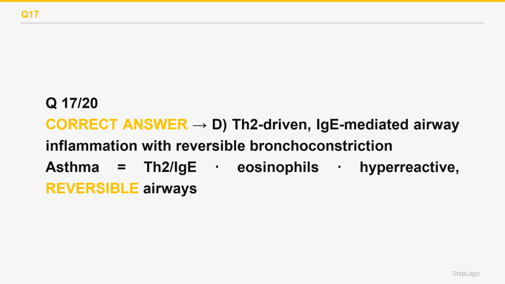The sputum findings are classic: eosinophils, Curschmann spirals, mucus casts of the airways, and Charcot-Leyden crystals, breakdown products of eosinophils. These eosinophilic findings define asthma. The key feature distinguishing asthma from COPD is reversibility. Asthmatic obstruction reverses with bronchodilators, whereas COPD is largely fixed. The Th2-driven, IgE-mediated airway inflammation with reversible bronchoconstriction and eosinophilic findings. Treat with inhaled bronchodilators and corticosteroids.